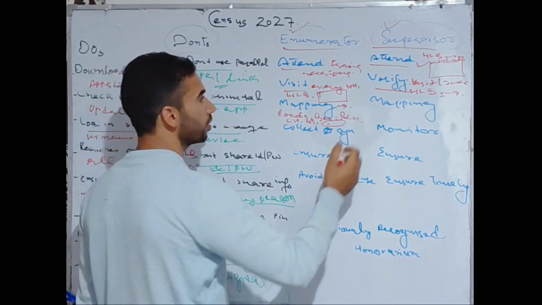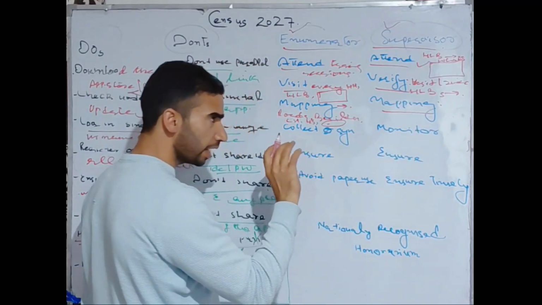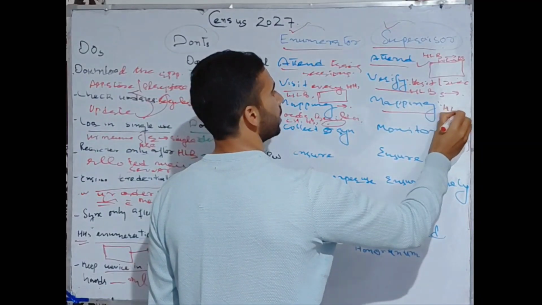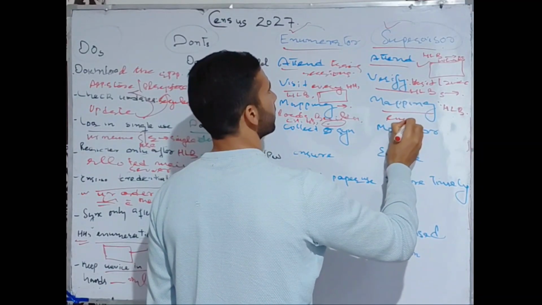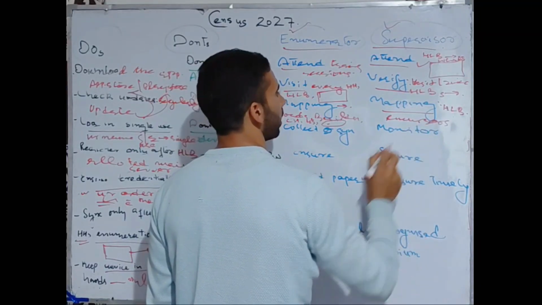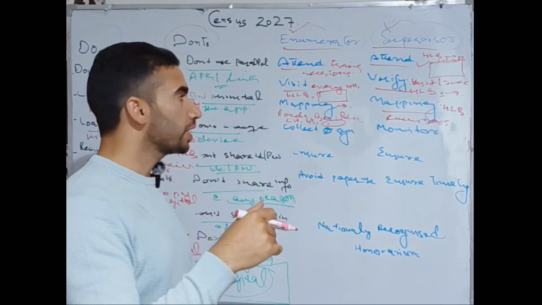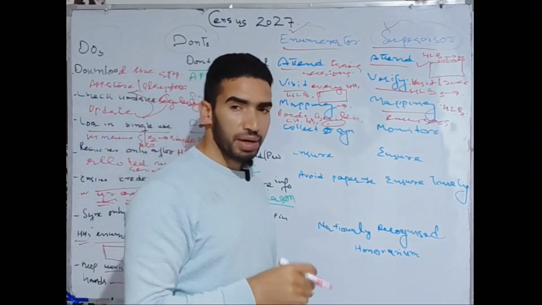And if you are a supervisor, you have to ensure that the complete mapping has been done by all your HLB enumerators, because a single supervisor will be given at least 5 to 6 enumerators. It means 5 to 6 HLBs have to be supervised by a supervisor.